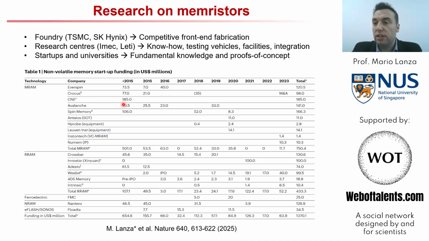The way in which research of memristors is being done has three main players. The first one are the foundries, which have access to the most competitive front-end of line fabrication. Second one is research centers, which possess know-how, testing vehicles, and specific facilities to facilitate the integration. And the third one are startups and universities that can do more innovative experiments, try new materials that will be restricted in the other two players.